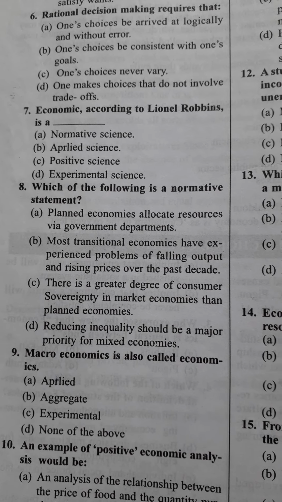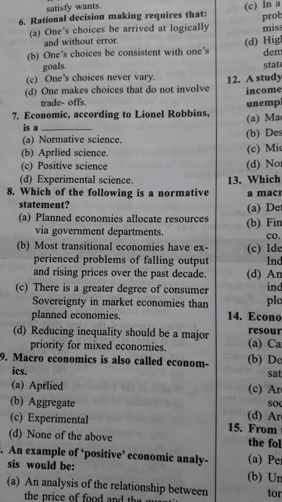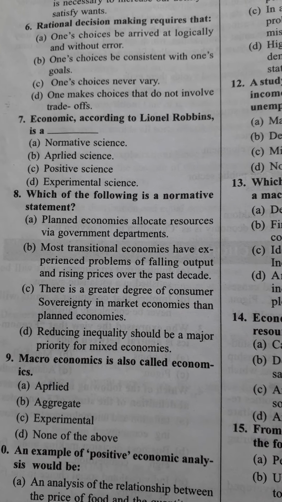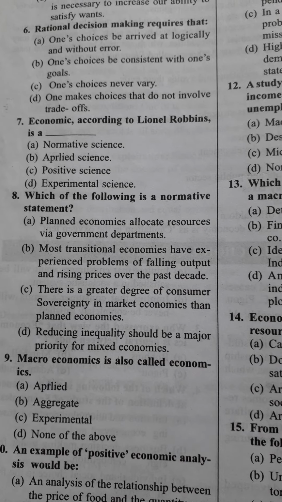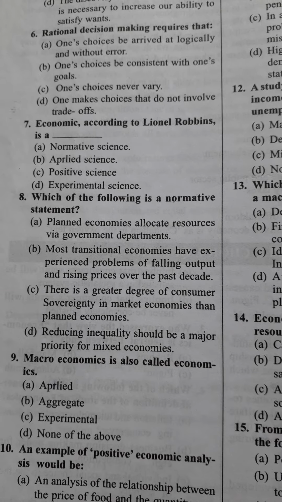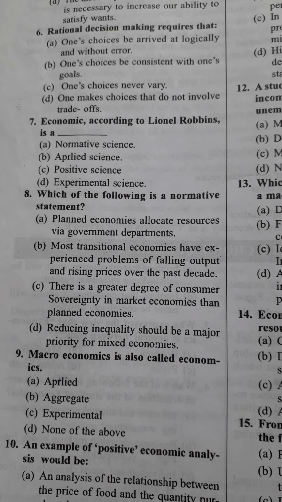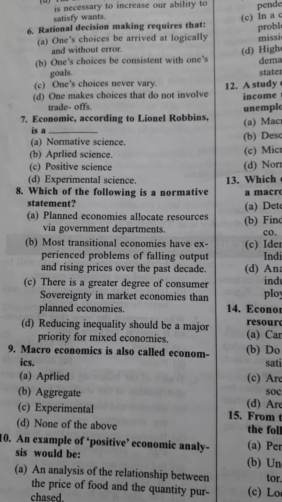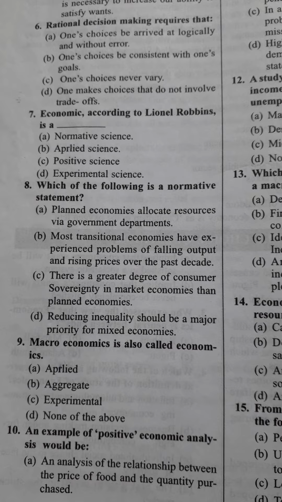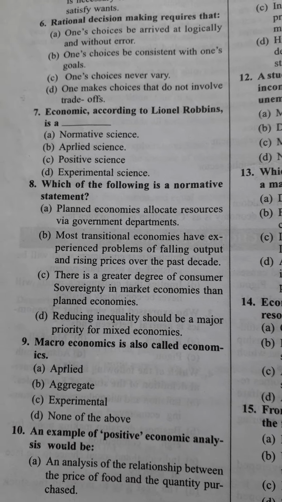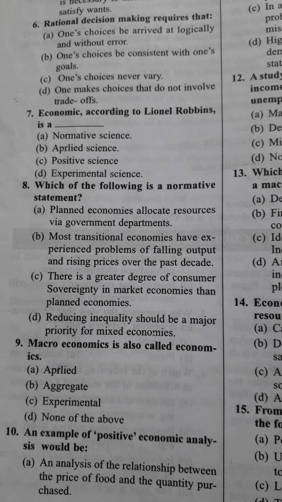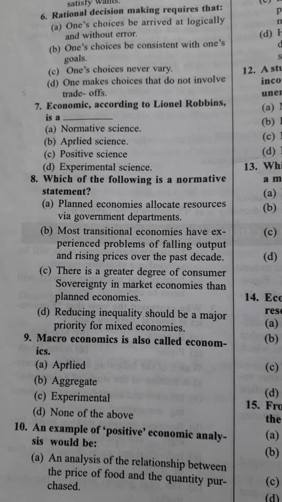And option D: one makes choices that do not involve trade-offs. So it has no meaning, because choices will involve trade-offs. That means choosing one between two. So that is this trade-off, because we also can use the opportunity cost and the knowledge of the opportunity cost, so that we will choose the best one, and of course drop out the second best. So trade-off is always involved, so we cannot choose that. So we have to say that one's choices be consistent with one's goals. That is option B. Okay, go to next question.